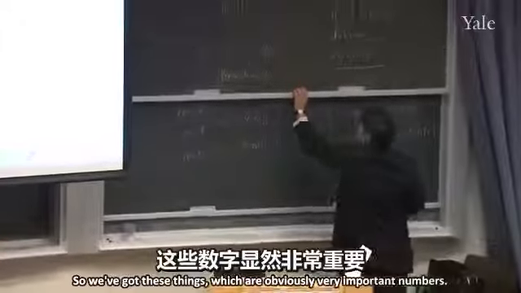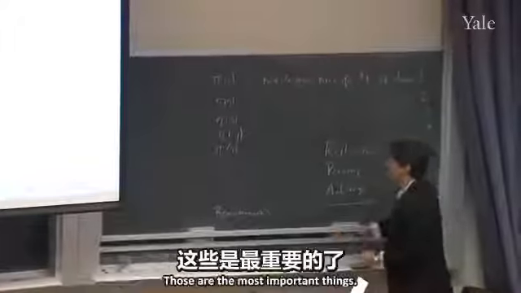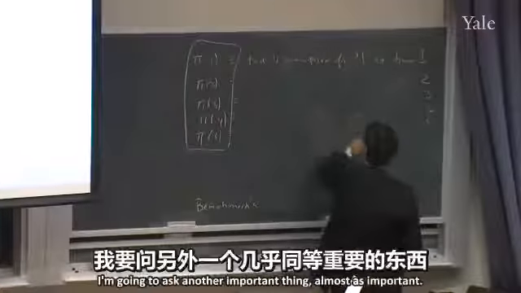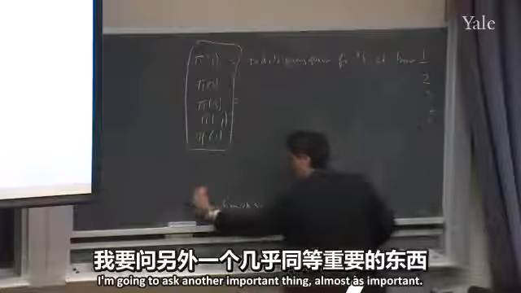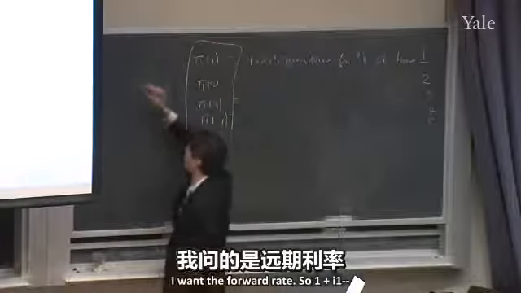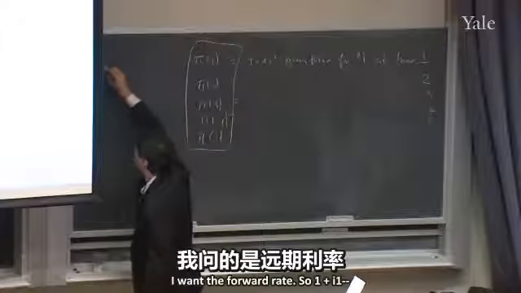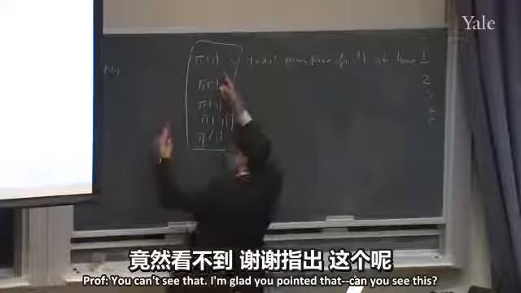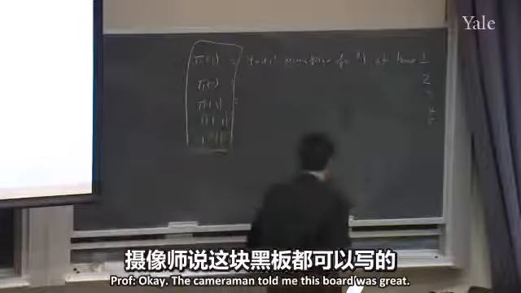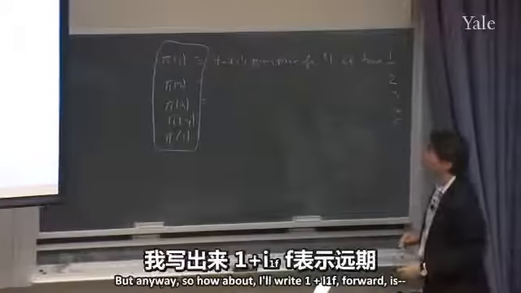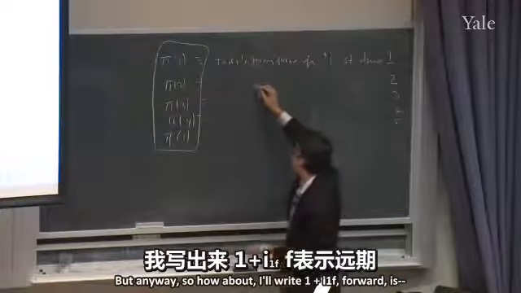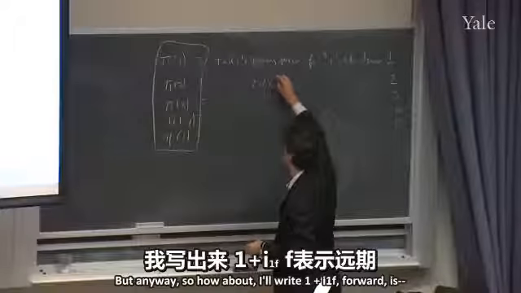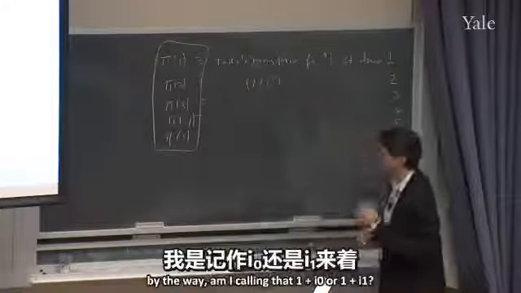Okay, so we've got these things. They're obviously very important numbers. Fisher would say those are the prices you use to get everything. But now I'm going to ask another important thing, almost as important. I want the forward rate. So 1 plus I1. You can't see that? I'm glad you pointed that out. Can you see this? Okay. The cameraman told me this board was great. But anyway, so I'll write 1 plus I1 forward.